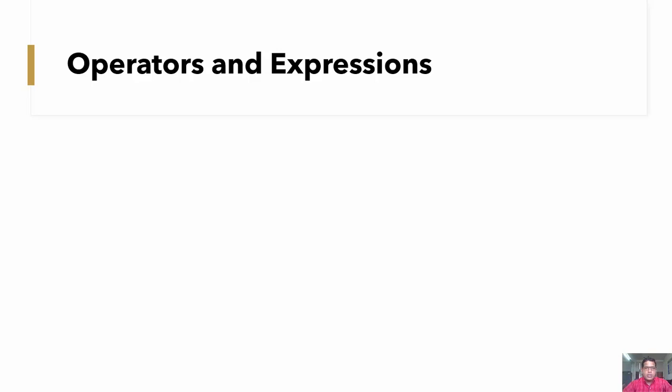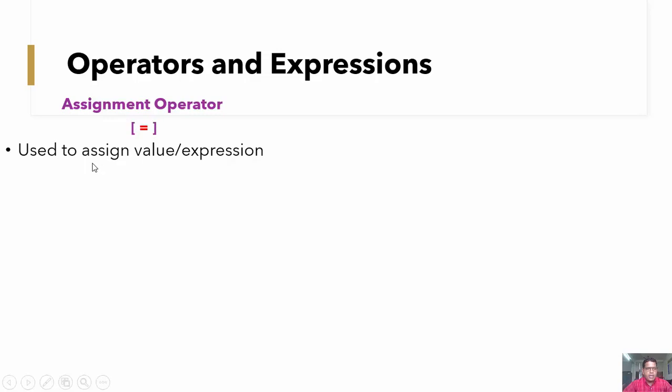Operators and expressions used in C language programming. Now we are going to discuss the assignment operator. The assignment operator is indicated with this assignment sign. No doubt in regular mathematics we use this as an equal to, but in C language programming this single sign is used as an assignment operator, and this operator is always used to assign a value or an expression.